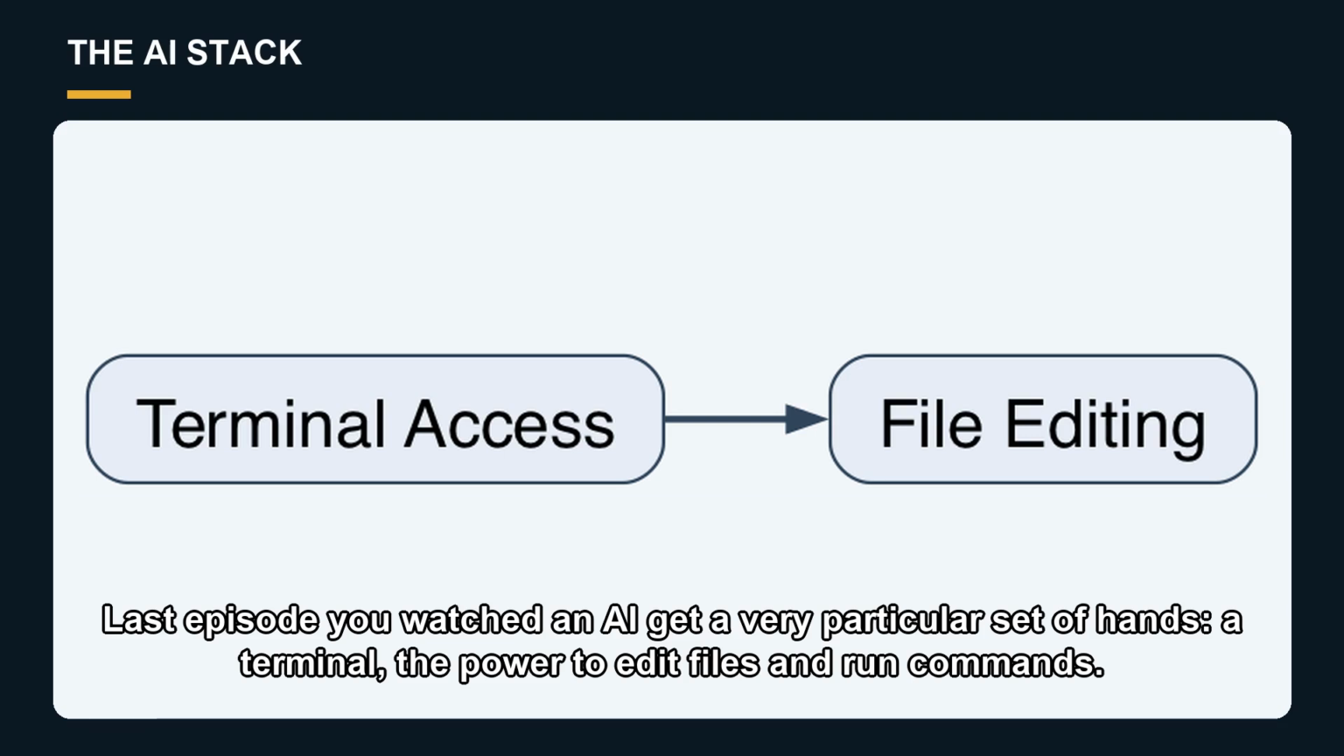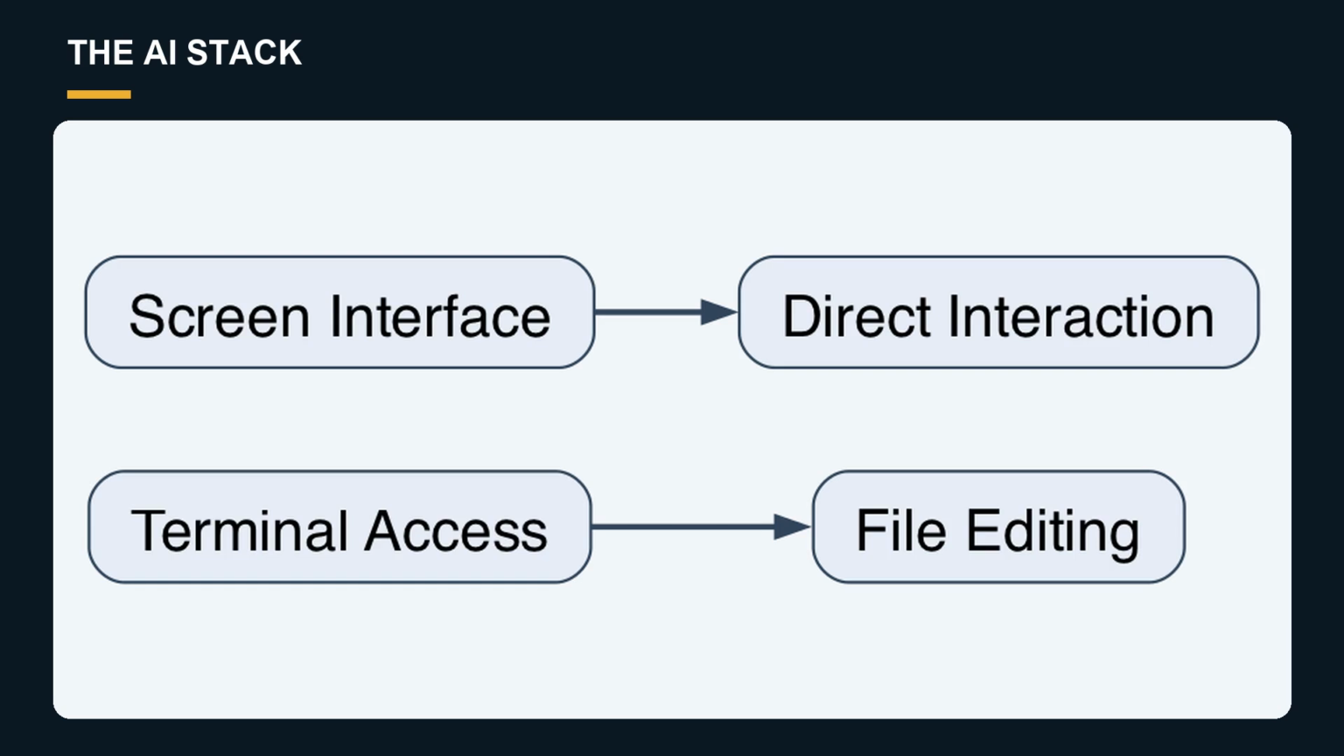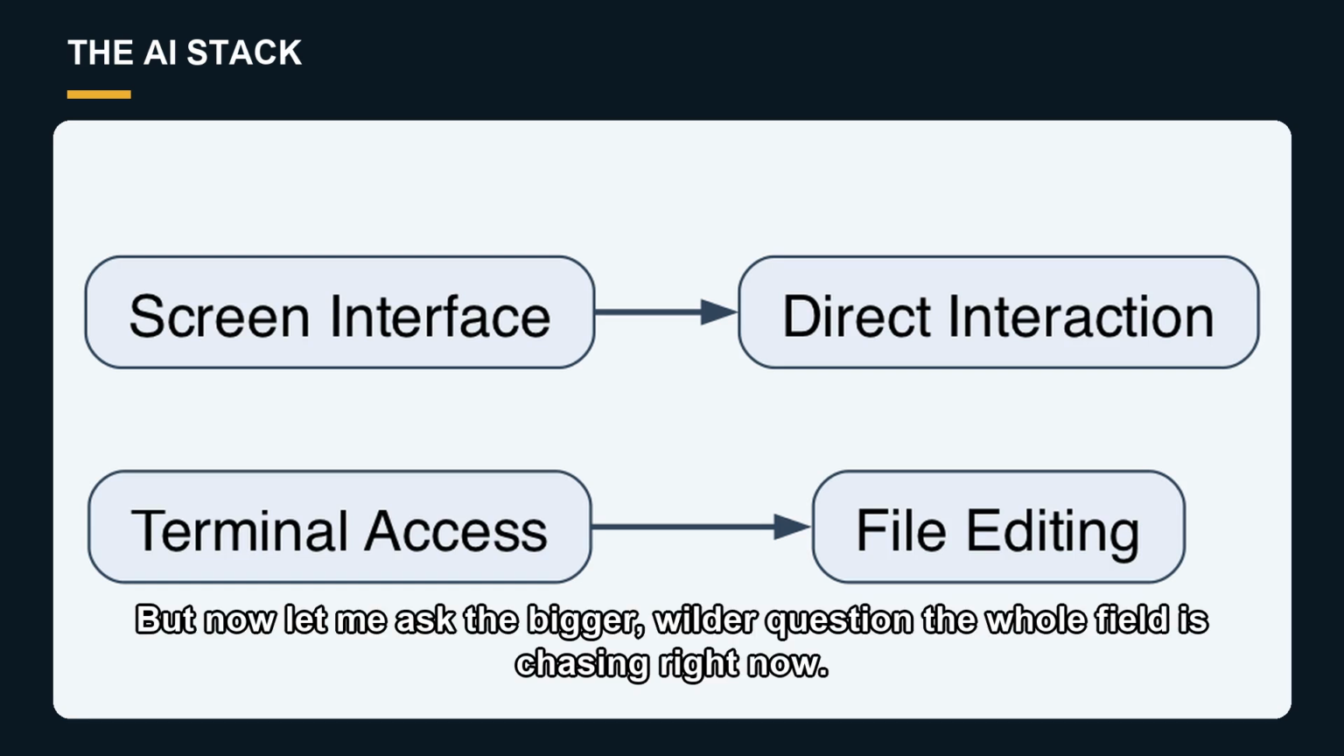Last episode you watched an AI get a very particular set of hands, a terminal, the power to edit files and run commands. It was powerful precisely because it was narrow. Files and commands, nothing more. But now let me ask the bigger, wilder question the whole field is chasing right now.